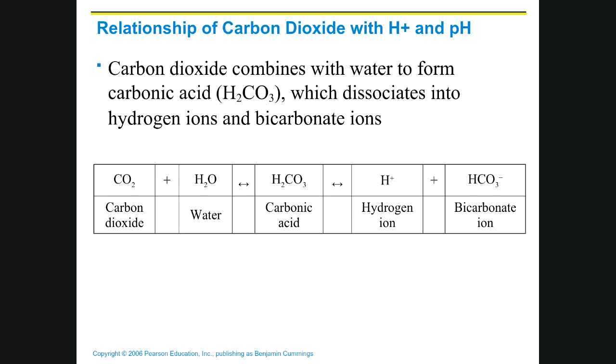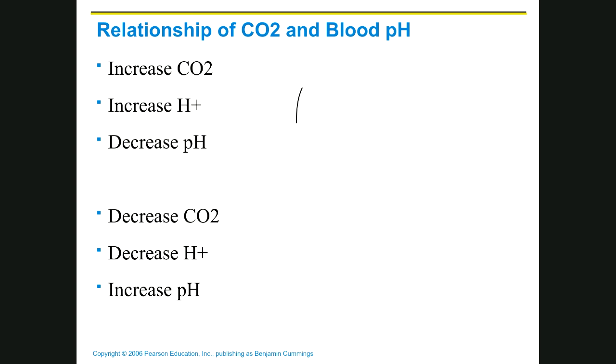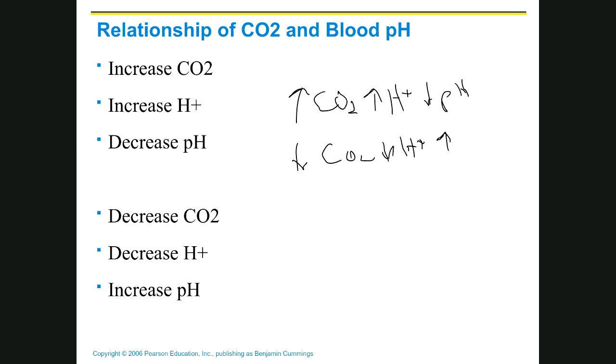You should be able to do that, but you should also just know that if I increase carbon dioxide, automatically I'm going to increase hydrogen ions. And because of that equation, if I increase hydrogen ions, I'm going to decrease pH. And you should know that if you decrease carbon dioxide, you are going to decrease hydrogen ions. And because of that equation, you're going to increase pH. It's something you should just memorize.